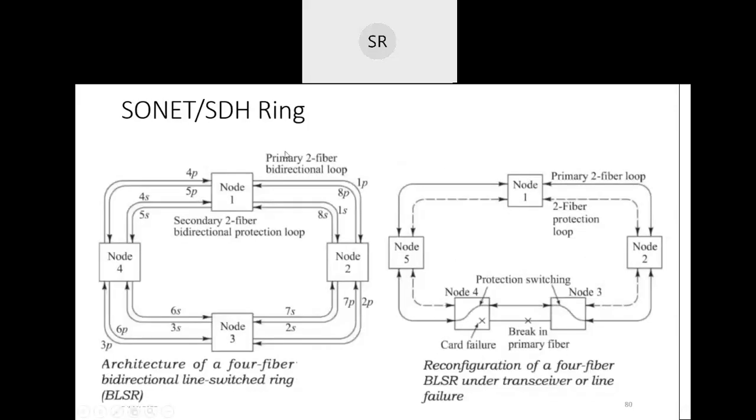In the other case, that is about the architecture, if you see here, we have the architecture of a four-fiber bidirectional line switching network. This one is bidirectional from node 1 to node 2, from node 2 to node 1. Likewise, we have communication from node 1 to node 3 here. The paths to be used are 1P and 2P for communicating 1 to 3 here.